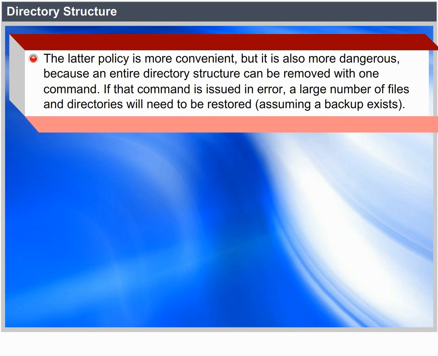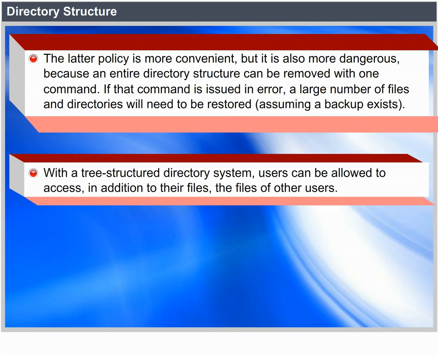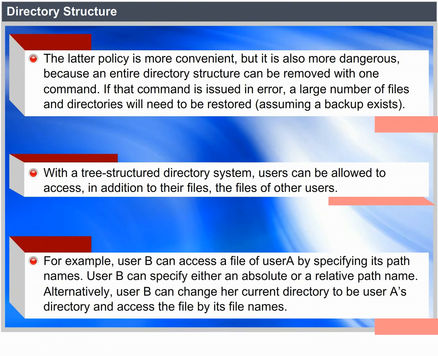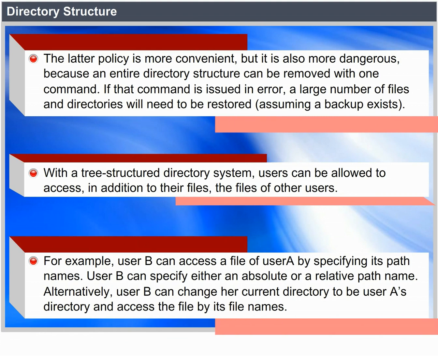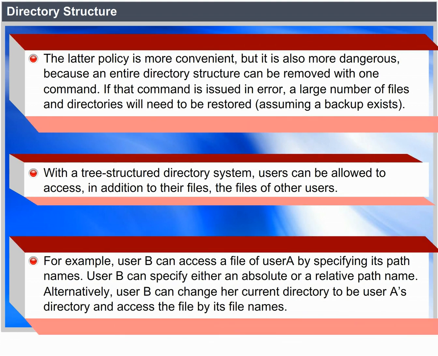With a tree-structured directory system, users can be allowed to access, in addition to their files, the files of other users. For example, user B can access a file of user A by specifying its path names. User B can specify either an absolute or a relative path name. Alternatively, user B can change her current directory to be user A's directory and access the file by its file names.